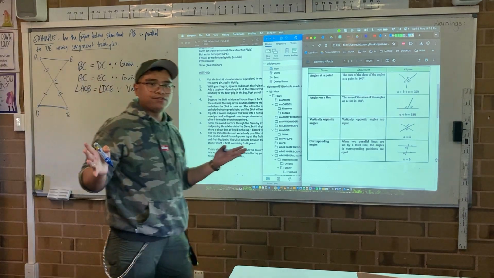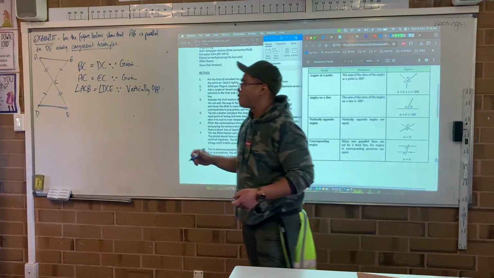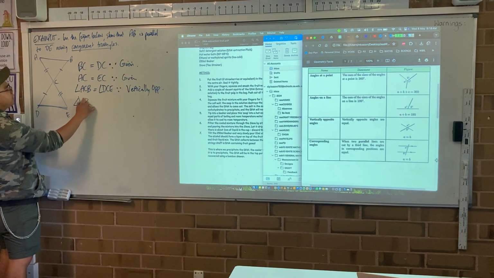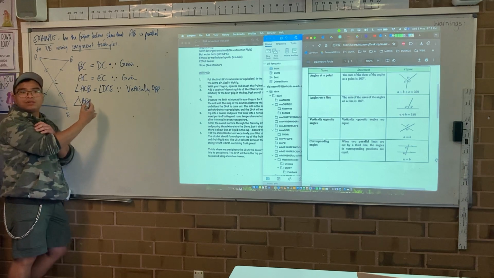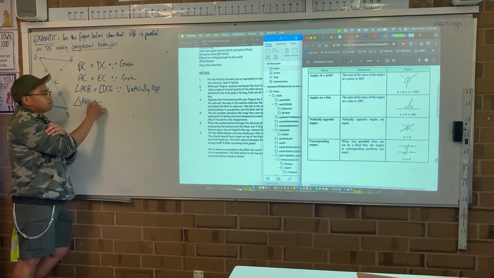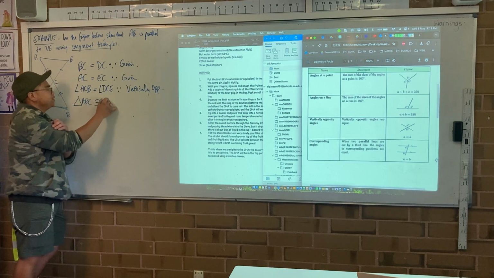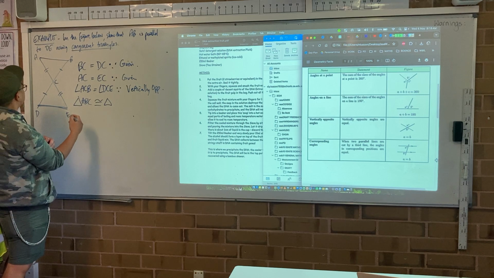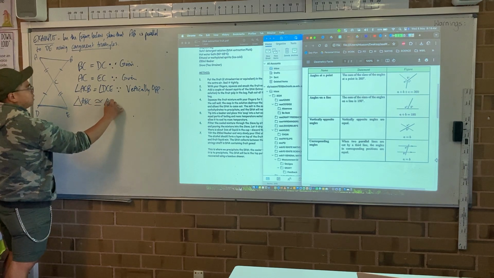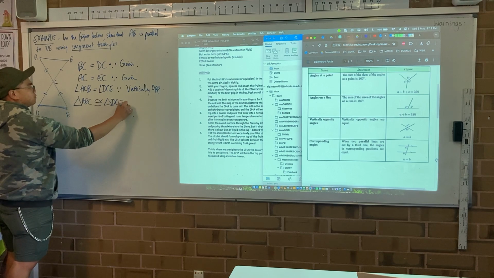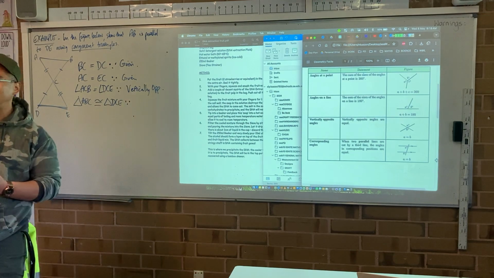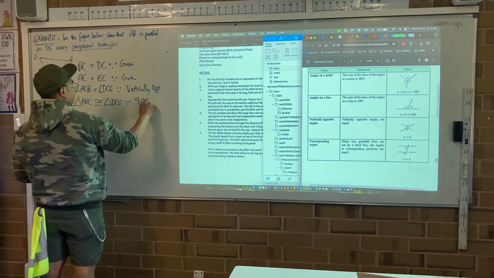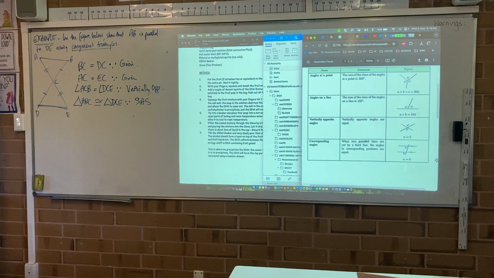What's your symbol for therefore? Upwards. So what you're going to say, triangle ABC. How do I say something's congruent? What symbol do I use? The little thing that equals. Congruent to triangle what? C. I'm doing the same order. DCE. Why? What congruence rule are you using to prove that it's true? SAS, because of SAS. We're not finished yet.